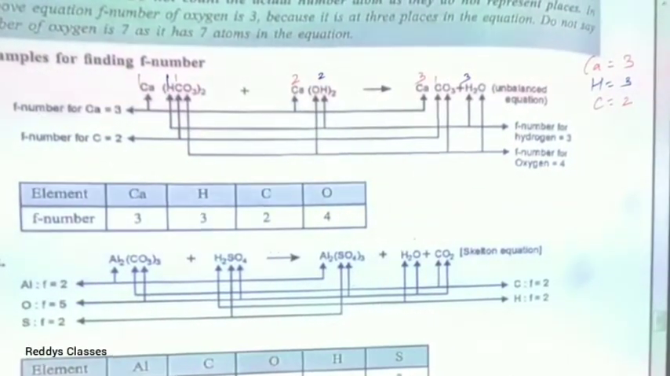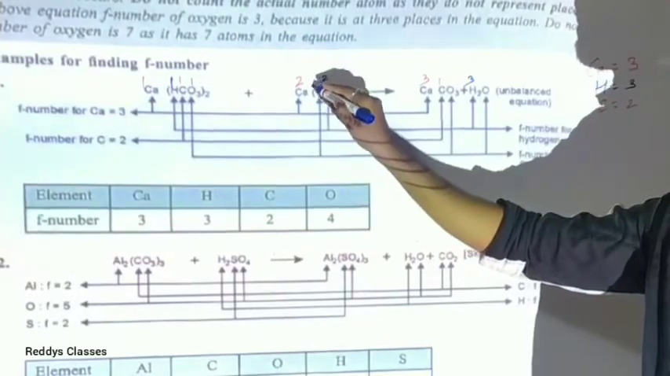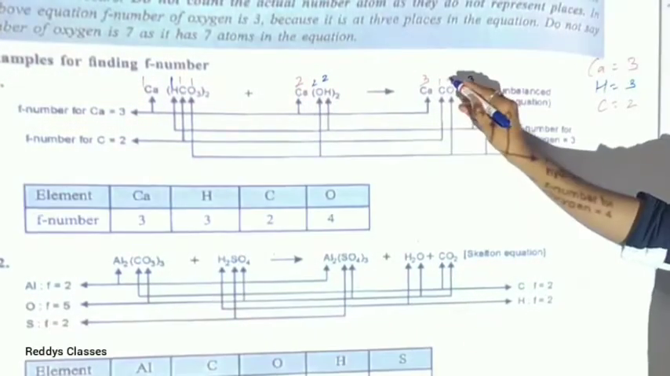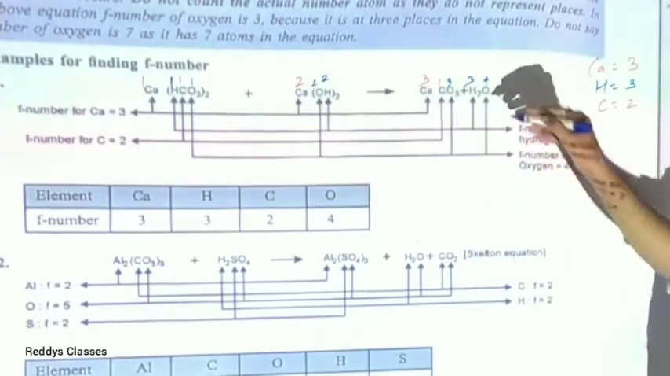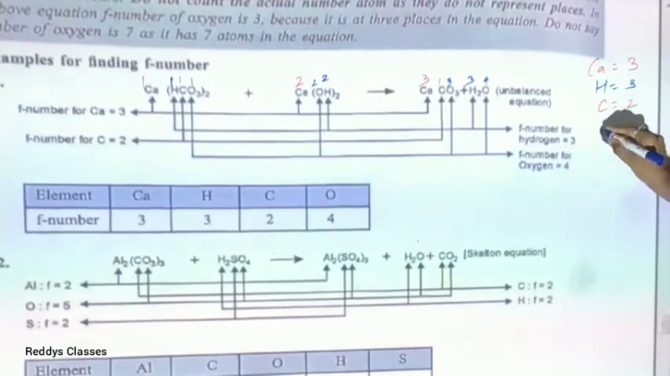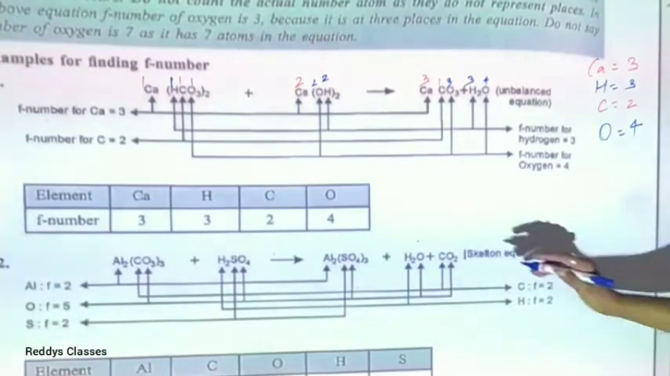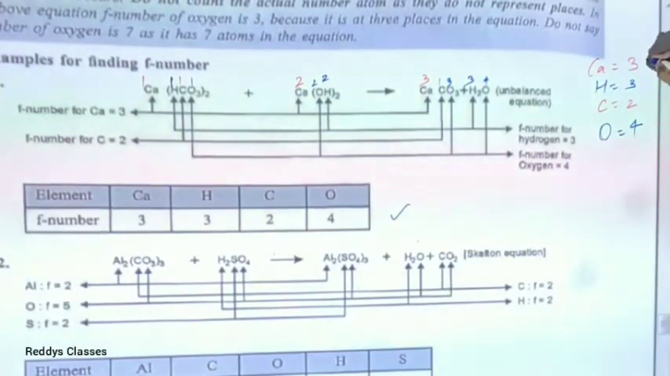Let us talk about oxygen. We have 1, 2, 3, 4. We have oxygen 4. The number of atoms, or rather not the atoms, the places it came is 4. So I have a box here: calcium 3, hydrogen 3, carbon 2, oxygen 4. That's it. We have one more example here.